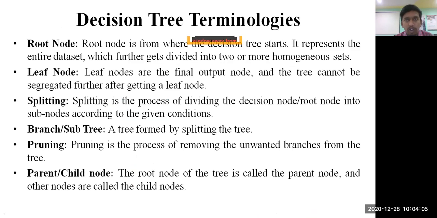Next one is the leaf node. As I said, a leaf node is the output node, or the final outcome node, and the tree cannot be segregated further after getting a leaf node. So the leaf node will be the final node in the decision tree.